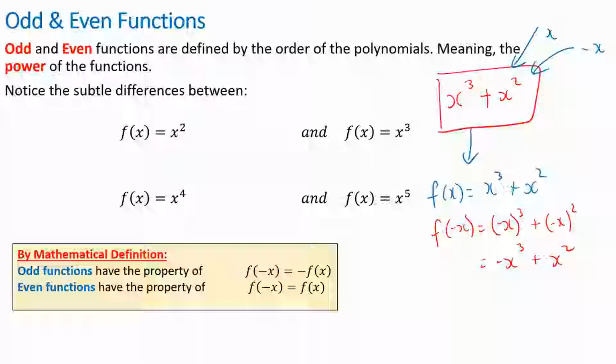Well, that's an x cubed, that's a negative x cubed. That's not the same already. So that can't be even. This is not an even function. Then we test, all right, well, is it an odd function?